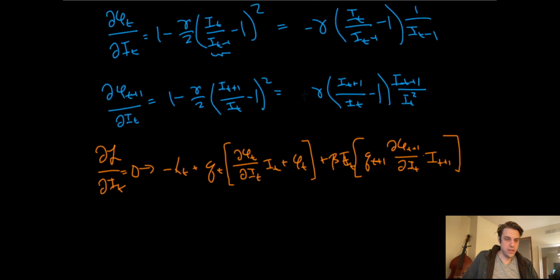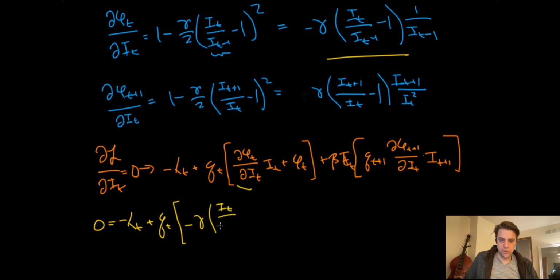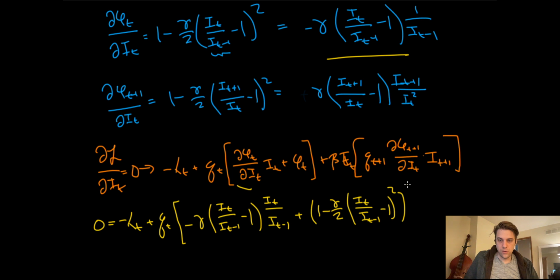I'm trying to balance not blocking with my face and seeing the things that I wrote down already. So we have 0 equals minus lambda_t plus q_t times this derivative we wrote down. It's this one right here. So it's going to be minus gamma, i_t over i_{t-1} minus 1, and then we had 1 over i_{t-1}. We'll write that as i_t over i_{t-1} minus 1, plus phi itself, which we remember was 1 minus gamma over 2 times i_t over i_{t-1} minus 1 squared, close parenthesis, close bracket. So this is this term.